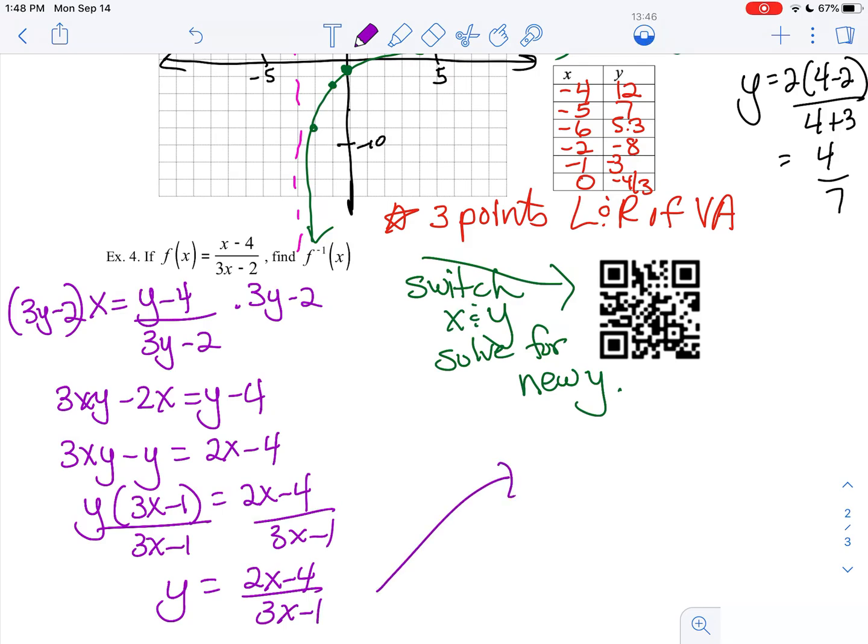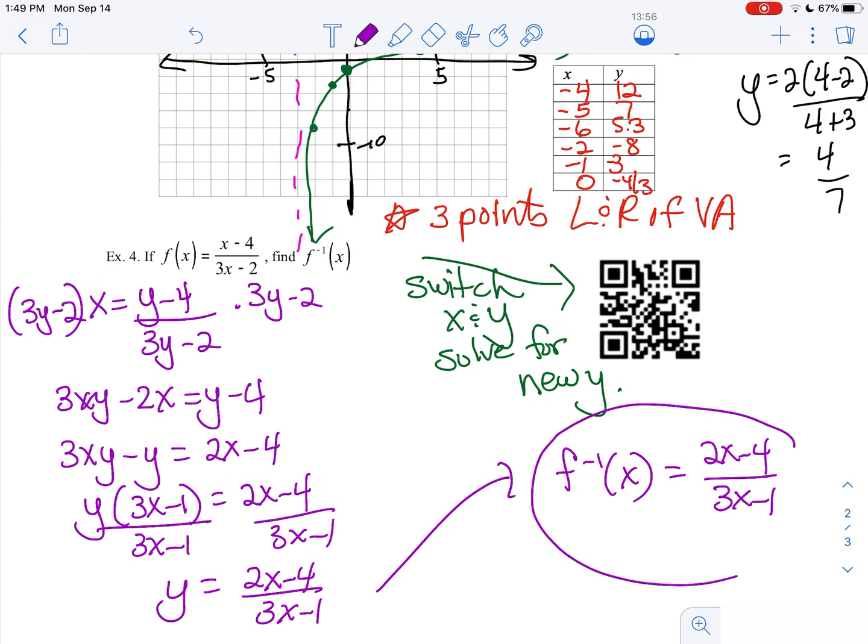And then watch what we're going to do. This new y is the inverse, so let's tidy that up and call it f inverse. So f inverse is 2x minus 4 over 3x minus 1. All right, that's the end.